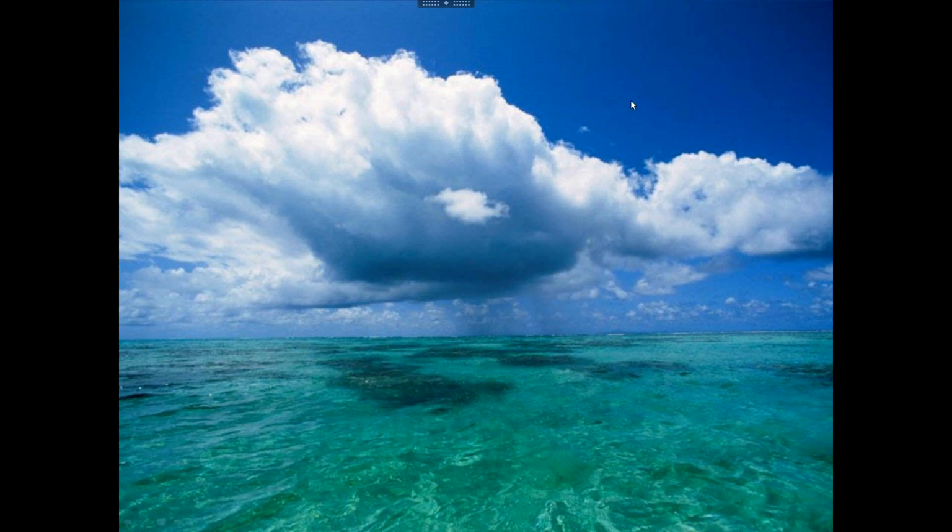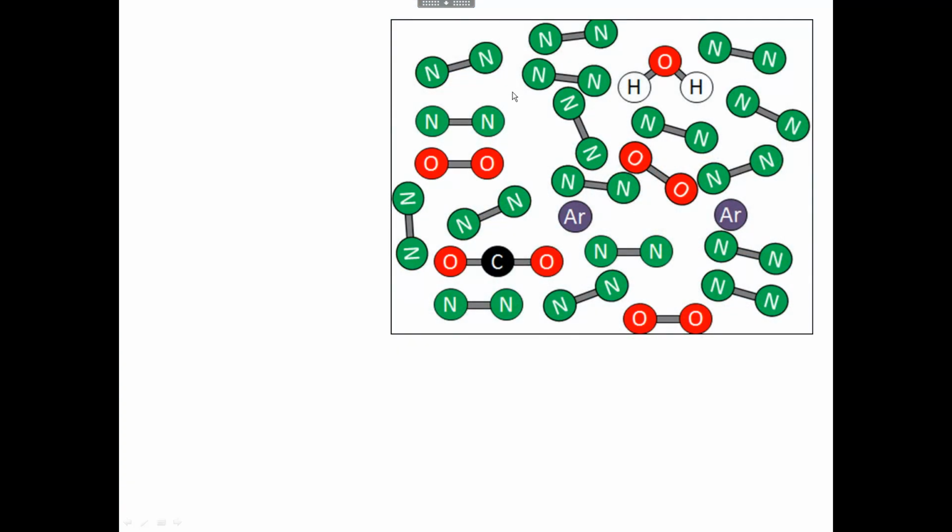Let's start with air. If we were to zoom in on air, we would see this pattern of atoms and bonds. Here we have nitrogen, N2. Nitrogen is an element. It is made of one type of atom. And oxygen, another element, O2, made of one type of atom. Here's argon, another element. Notice argon atoms are not bonded to each other. They are just single atoms.